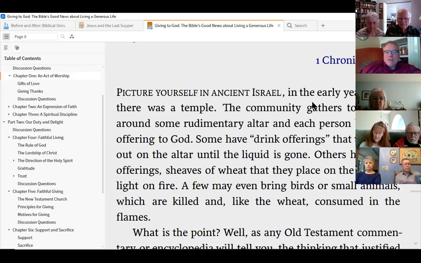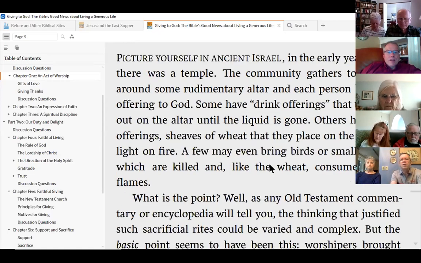Picture yourself in ancient Israel in early years before there was a temple. That's what we're studying right now. The community gathers to worship around some rudimentary altar, and each person brings an offering to God. Some have drink offerings that they pour out on the altar until the liquid is gone. Others have grain offerings, sheaves of wheat that they place on the altar and light on fire. A few may even bring birds or animals, which are killed and, like the wheat, consumed in the flames.